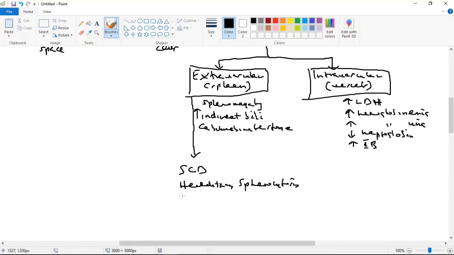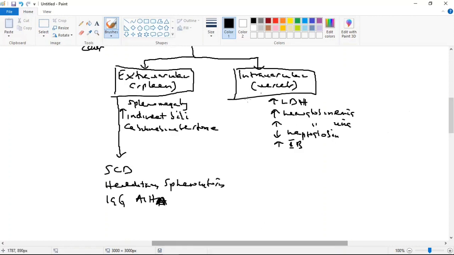I'm dealing with sickle cell disease, hereditary spherocytosis, and IgG autoimmune hemolytic anemia, right? Yeah, the warm agglutinin. These are primary extravascular hemolysis. The others are usually intravascular. But like I said, even among the ones that are intravascular, there's always an overlap, right? They're mixed, intra, extra, things like that.